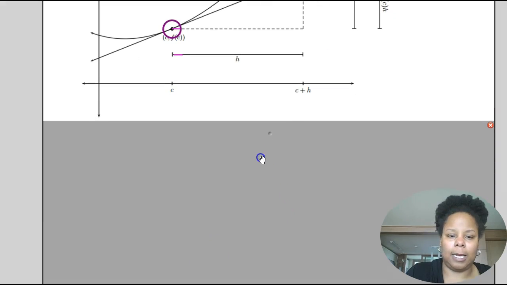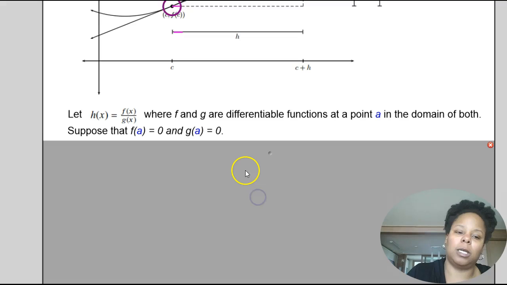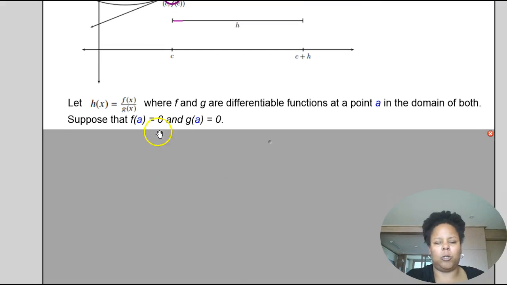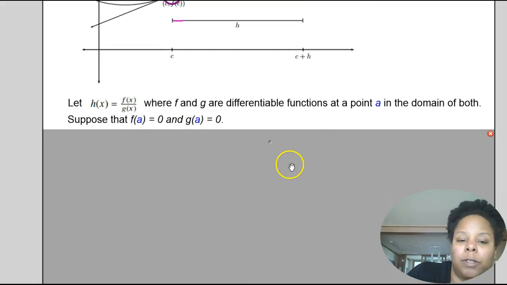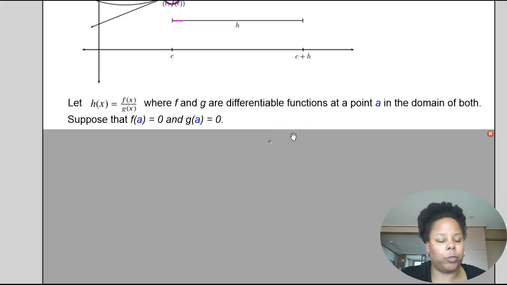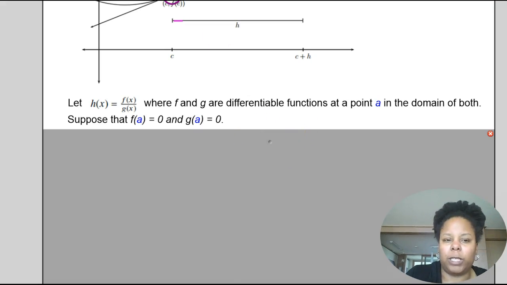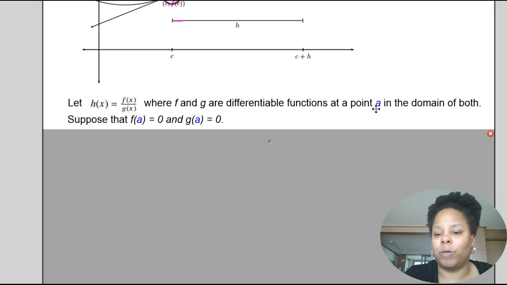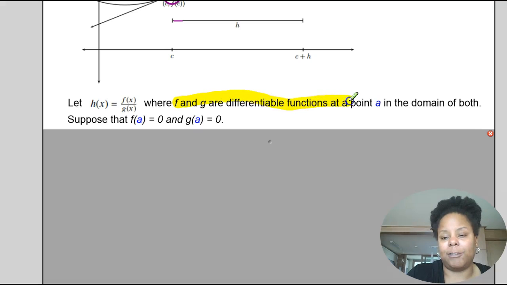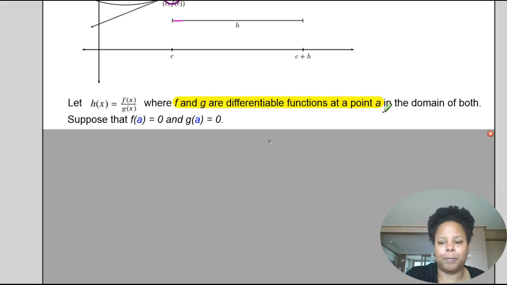So let's take a look at two functions that have certain conditions. Number one, if I take a look at the quotient of these two functions, in order to use this tangent line approximation, we need to first guarantee that these functions are differentiable at that point, and we're going to call it A. Because if it's not differentiable at that point, then we won't be able to find the slope of a tangent line. So that's one of the first things we need. And they have to be differentiable at that point A, where A is in the domain of both.